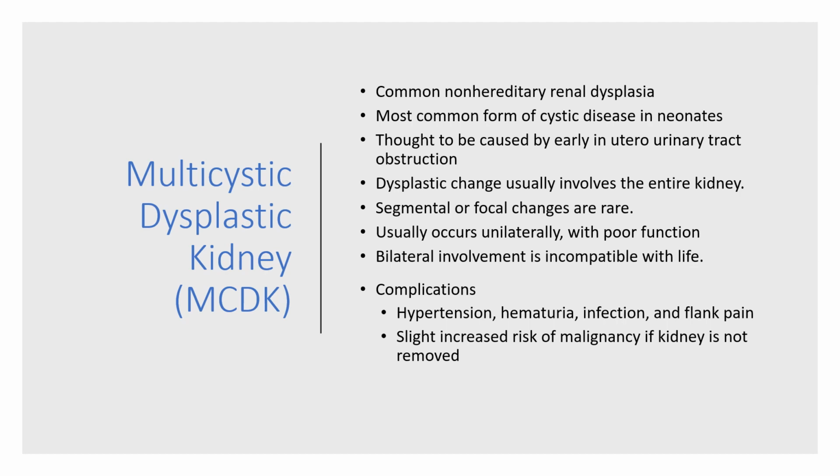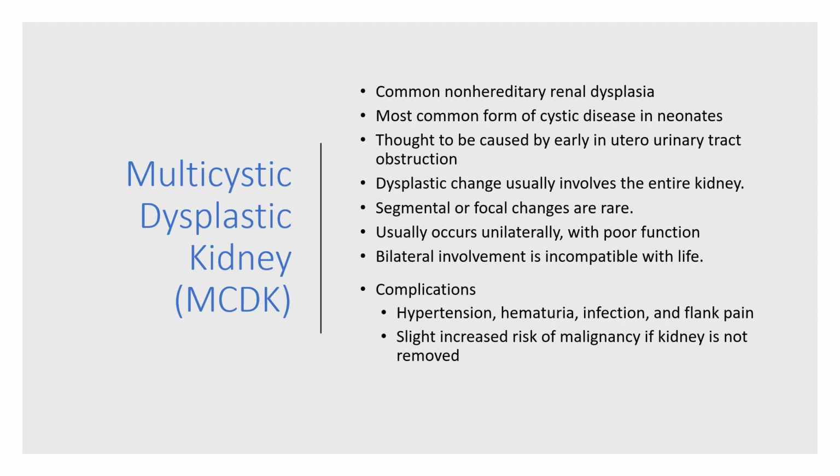It can be bilateral. That happens to be rare, but if it is bilateral, it's going to be incompatible with life, as we talked about before with bilateral renal agenesis. If these babies make it to birth, they don't live very long.